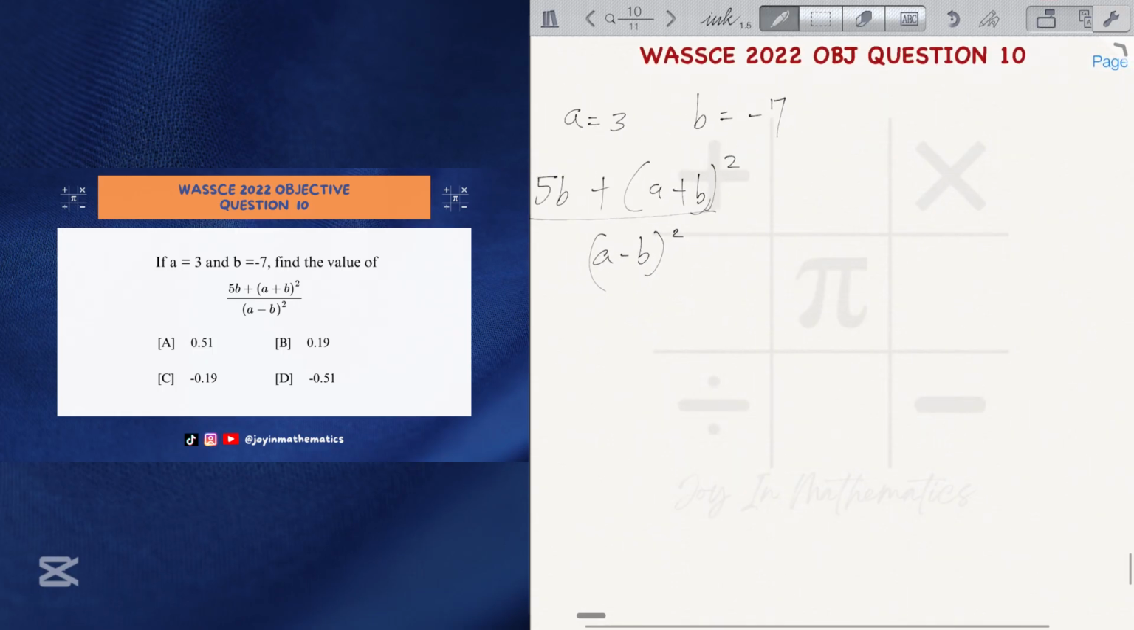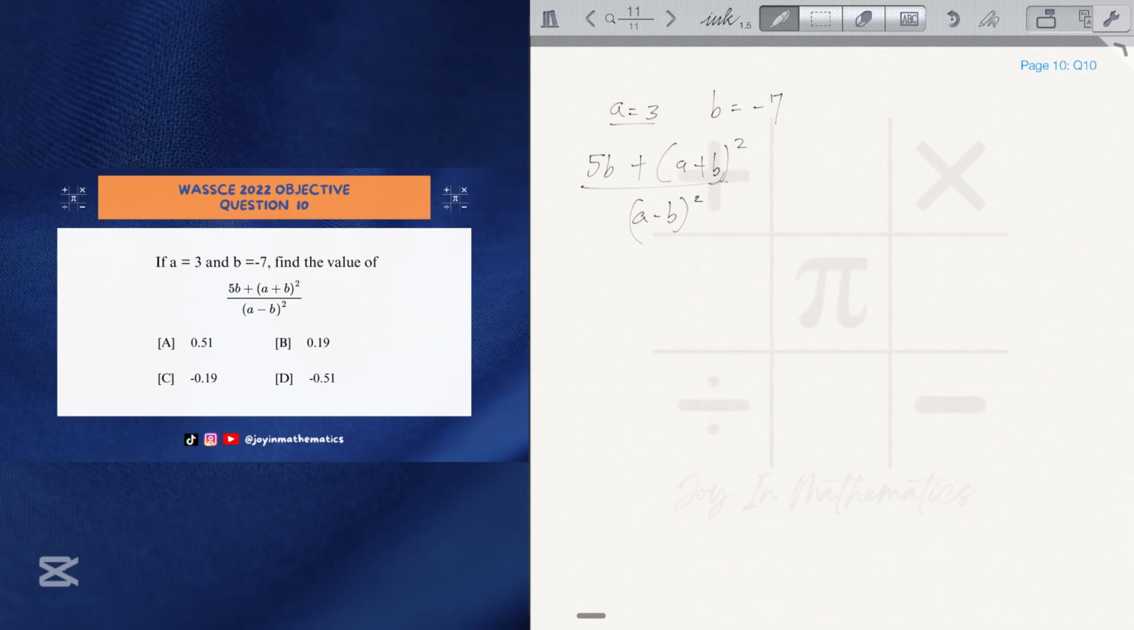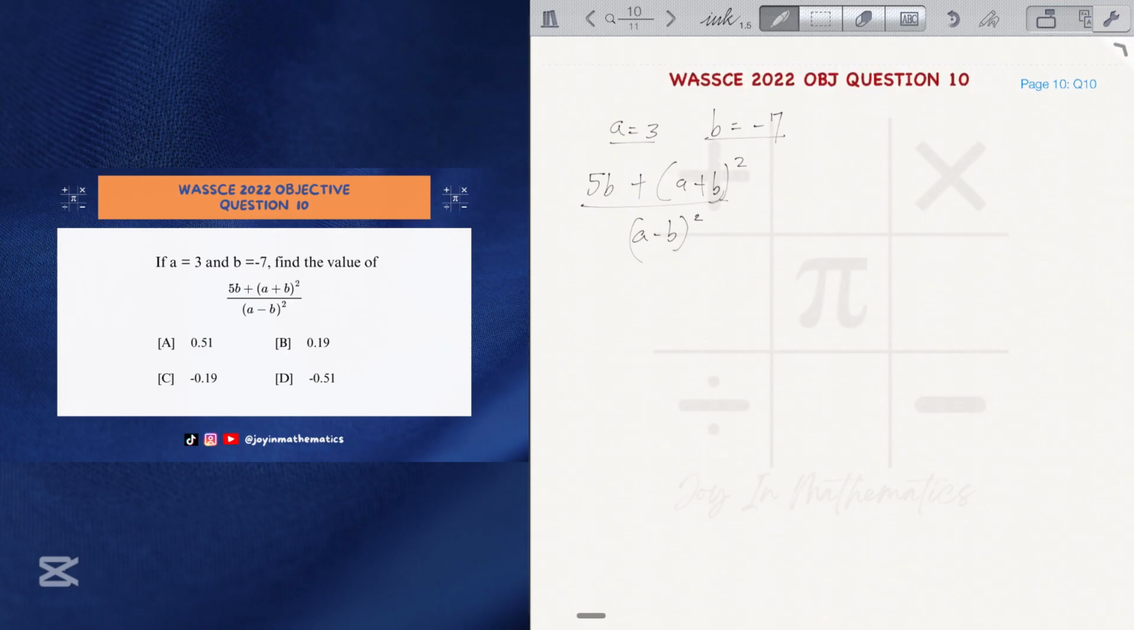So we have a is equals to 3 and b is equals to -7. So wherever we see a, we put 3. Wherever we see b is equals to -7. So 5 times b, which is -7, plus a, which is 3, plus b, which is -7, everything squared, divided by a, which is 3, minus b, which is -7, everything squared. So let's simplify this.